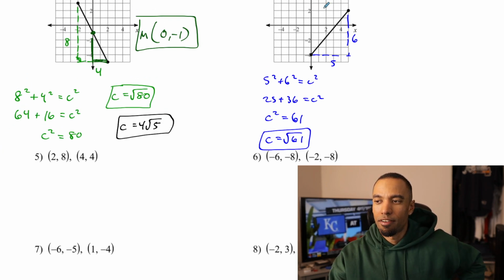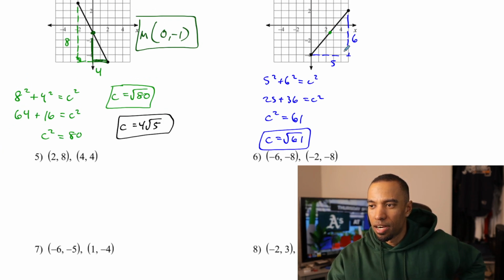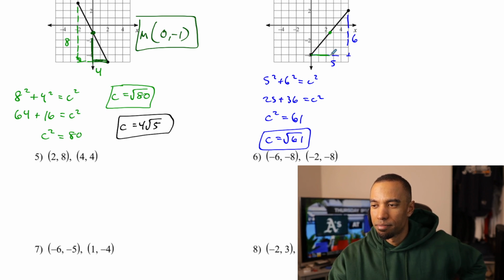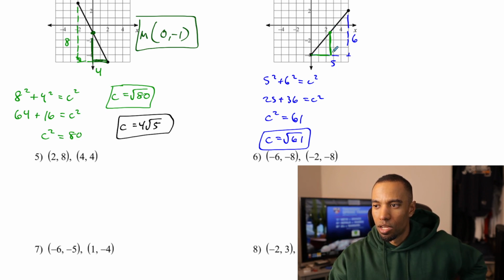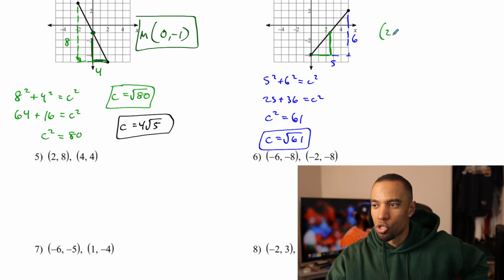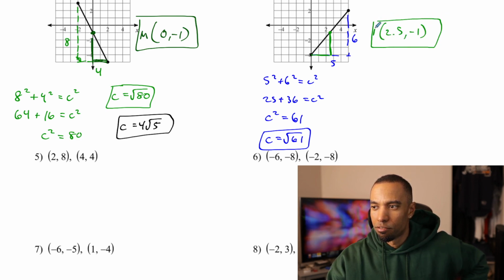The midpoint, if I were to eyeball it, I'd say it's probably that guy right there. Half of 5 is 2.5. Half of 6 is 3. And you're up right there at 2.5 comma negative 1 for the midpoint.